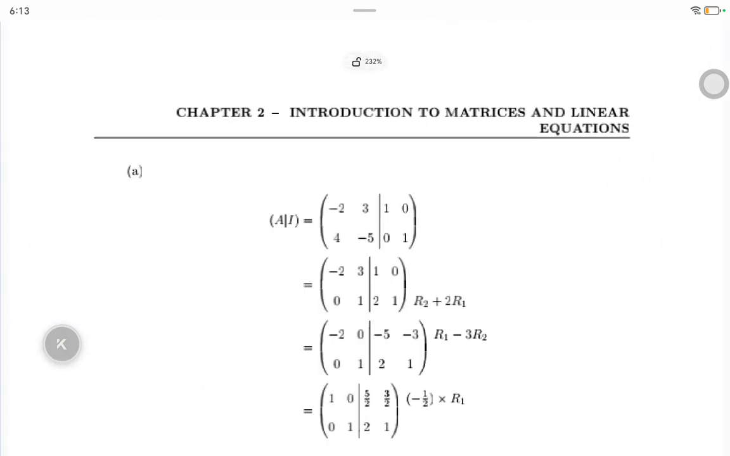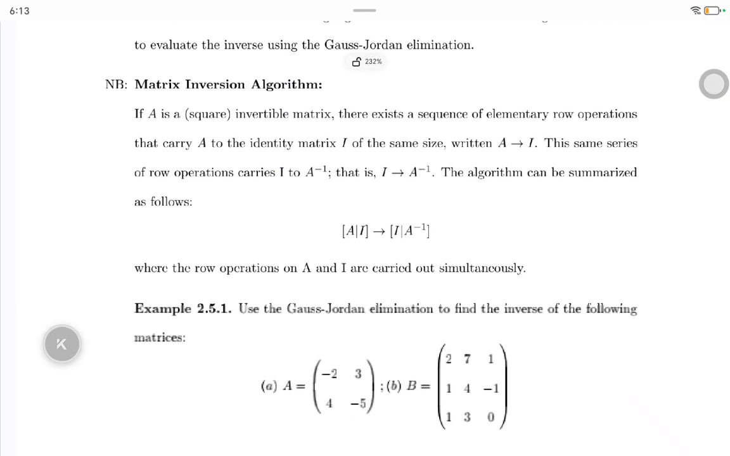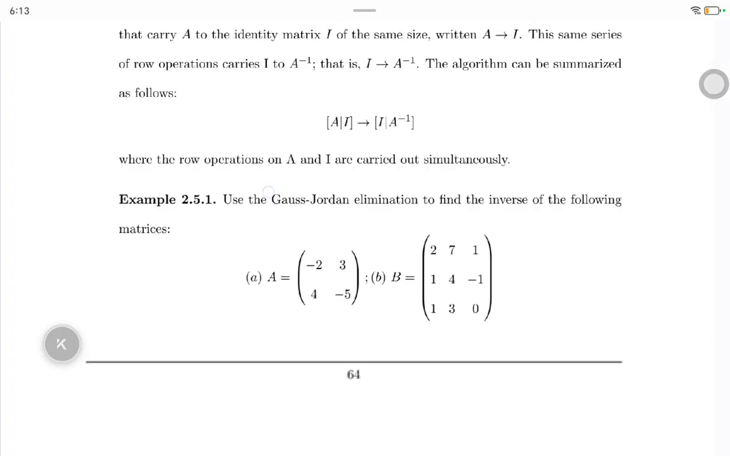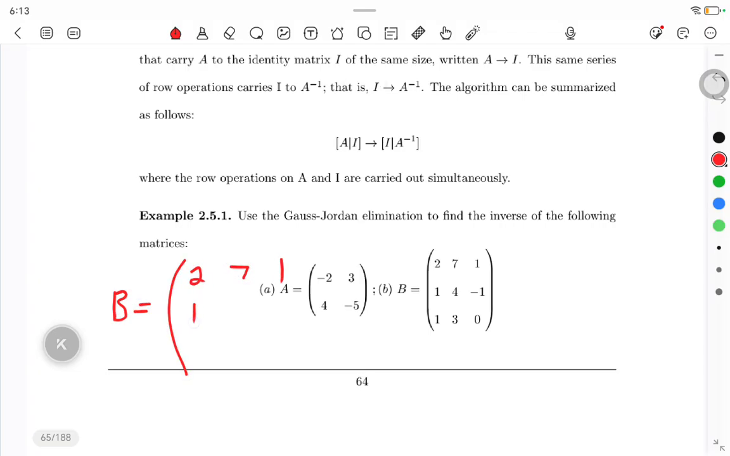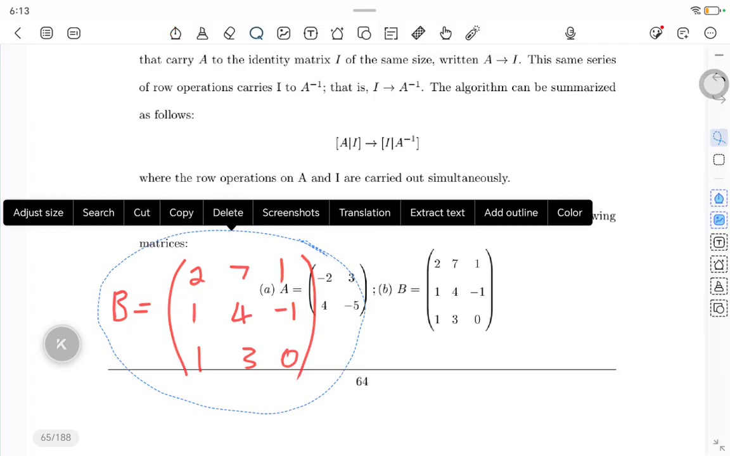So we'll try to find the inverse of this matrix. Today we're going to be looking at how I can find the inverse and so on. Let me see how to find the inverse of B. I'm just going to copy the matrix: 2, 7, 1, 1, 4, minus 1, 1, 3, 0. I'm just going to copy it like this.